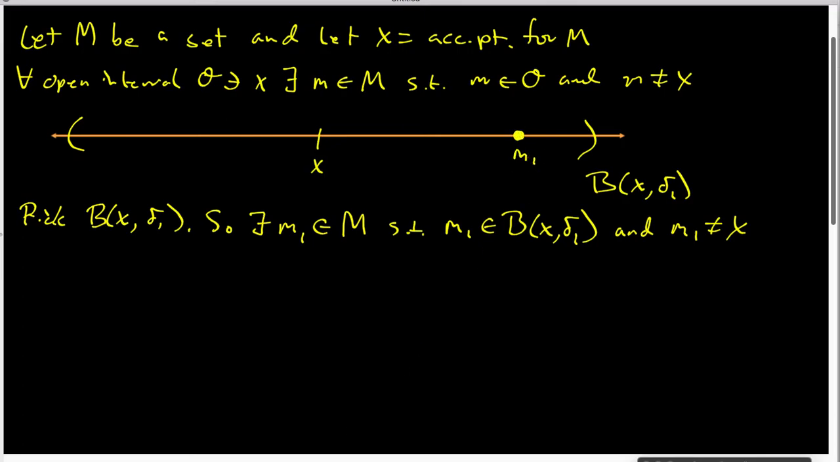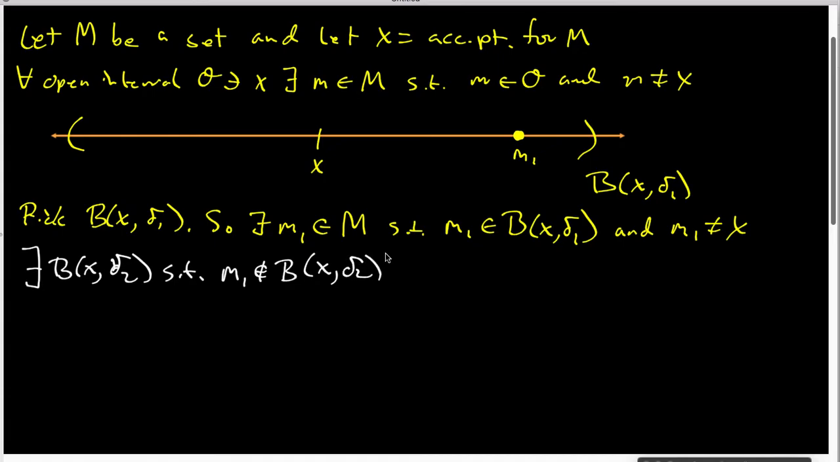Now, because M1 is not equal to X, there is space between X and M1. And because there's space between X and M1, I am going to be able to say there exists a delta ball centered at X, and I'm going to call its radius delta 2, such that M1 is not inside that delta ball. I can draw one. So this is my second delta ball. And clearly M1 is not inside that delta ball. But this is still an open interval containing X.